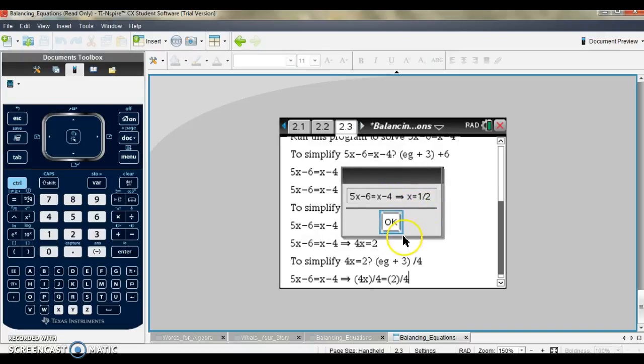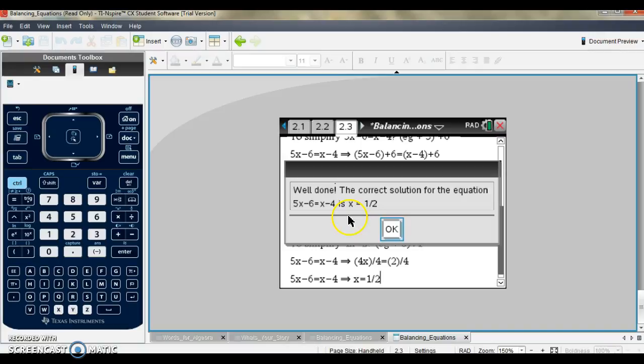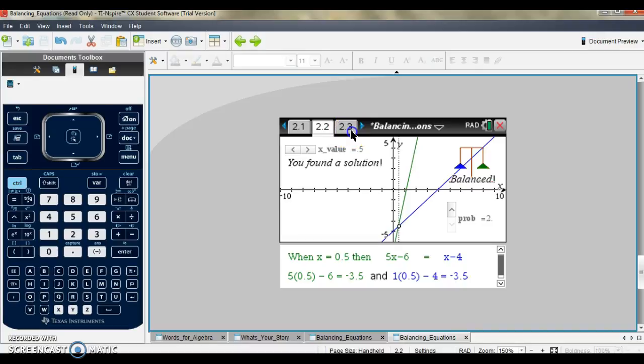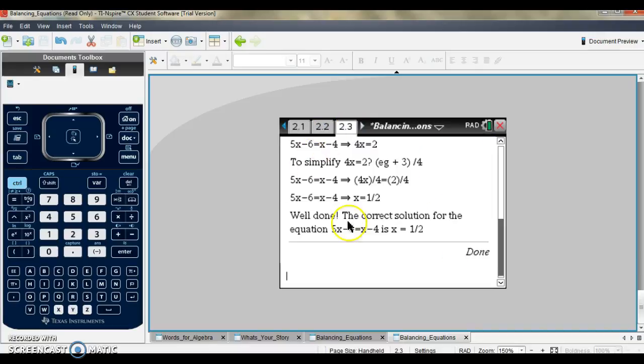And we see the solution to be 1/2 or 0.5 like we found on the previous page by intersecting the two graphs. And that's how we can use NSPIRE to show both graphically and algebraically how to solve two equations to find the x values and balance them.